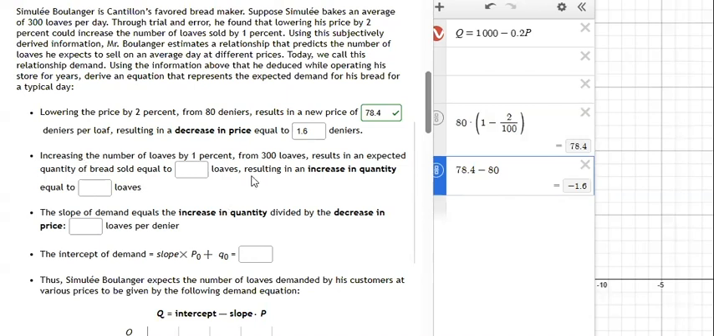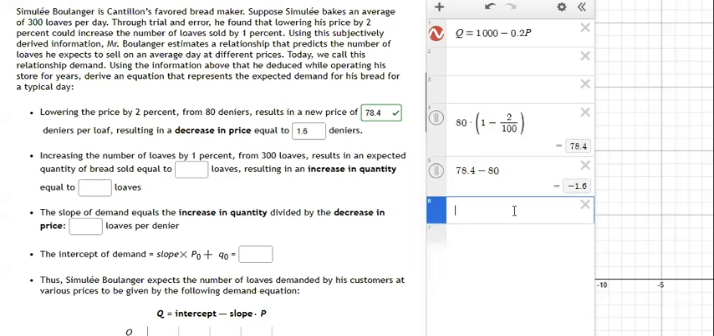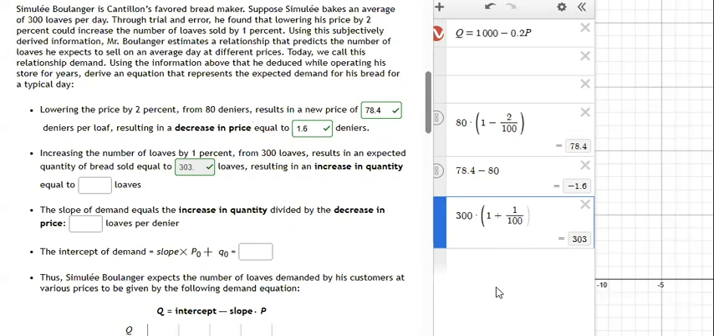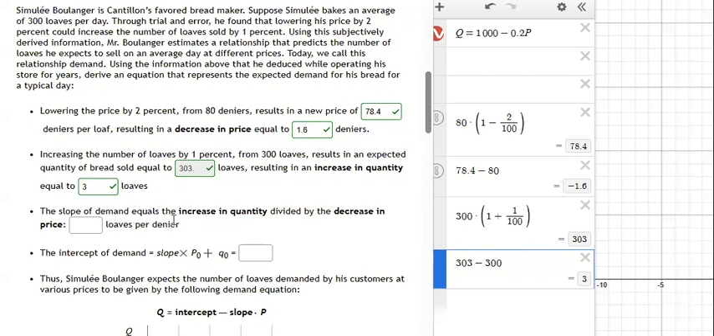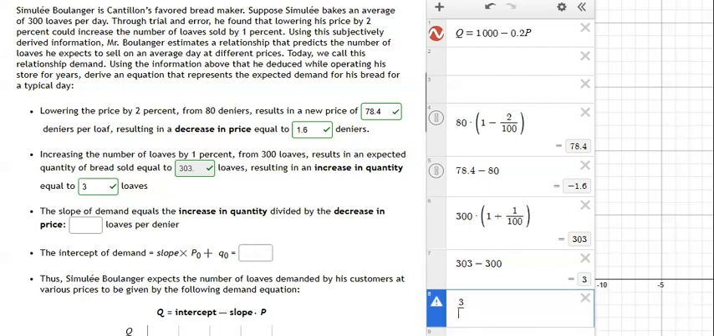Now, increasing the number of loaves by 1% from 300 loaves. So we're going to start at 300 loaves, and we're going to multiply that by 1 plus 1%. And we get 303, resulting in an increase in quantity equal to what? Well, I just have to subtract 300 from 303, and it's 3. So that one's pretty easy. The slope of demand equals the increase in quantity divided by the decrease in price. The increase in quantity is 3. We're going to divide that by the decrease in price, which is 1.6, and I get 1.875.